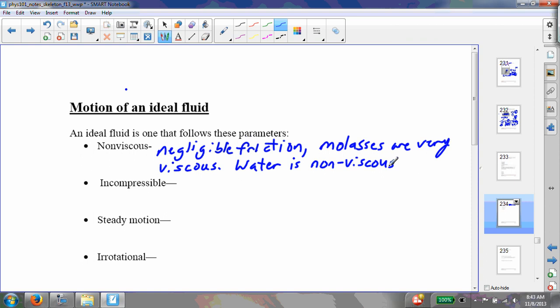It's incompressible. That means that the density is constant. This is true for virtually all liquids, but not for gases, as we've already said. True for liquids, but not gases.